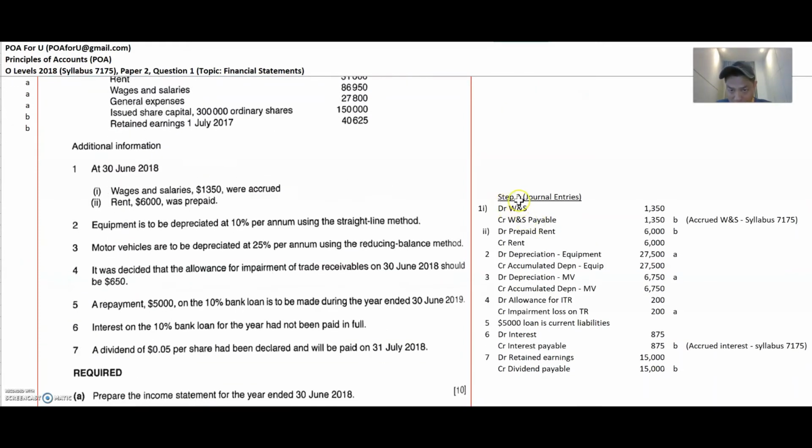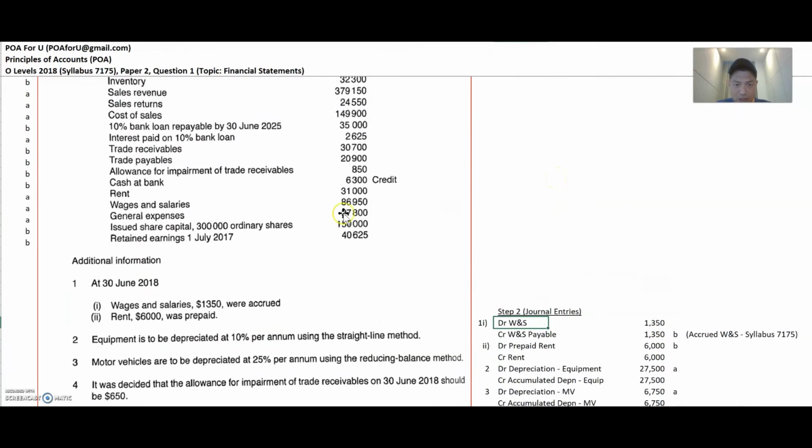So you have to look at step 2, each of these items. For example, the first item, debit wages and salaries. How does this affect the numbers in the trial balance? This is the wages and salaries line, and it will affect it by this amount. I have to take 86,950 plus 1,350, because wages and salaries is an expense, it's debit in nature. So anything debited here should be added to this 1,350. The new number that I need to bring to my trial balance is 88,300. I'm going to cross this one out so that I don't make a mistake by bringing the old number.